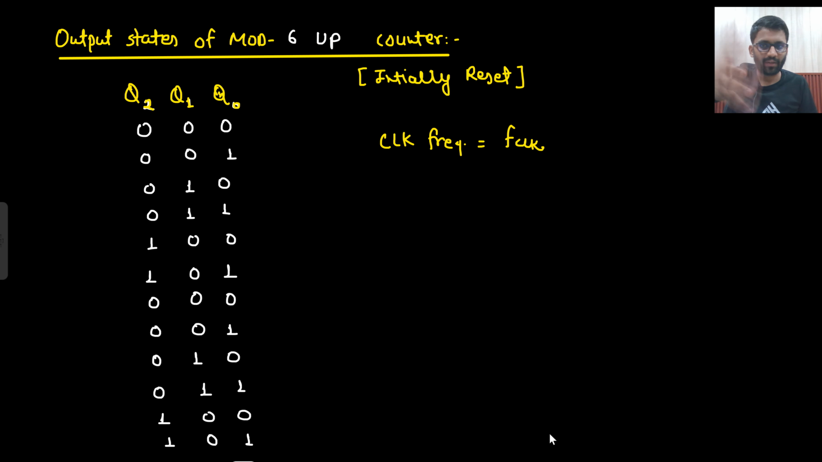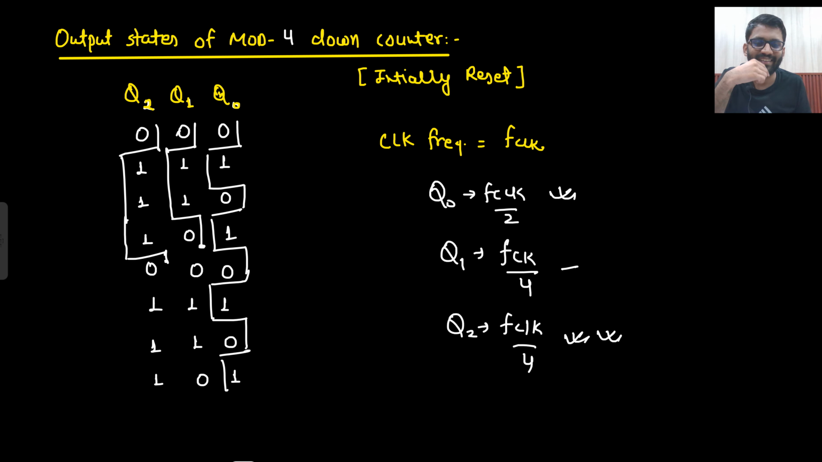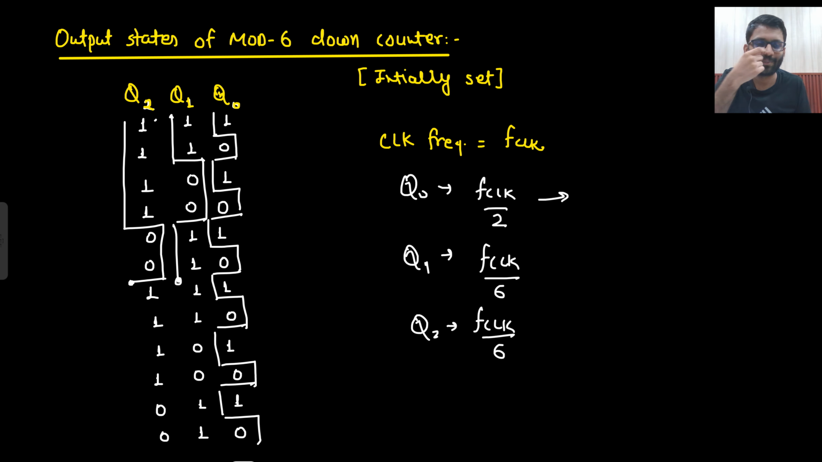We can see the same thing in an up counter as well. For Q0, what will be the frequency? You can see 0, 1, 0, 1, 0, 1, so it is F clock by 2. For Q1, what is it? 0, 0, 1, 1, 0, 0, 0, 0, 1, 1, 0, 0, so F clock by 6. And for Q2 as well, it is F clock by 6. Luckily, in all the cases we are getting F clock by mode number as well.